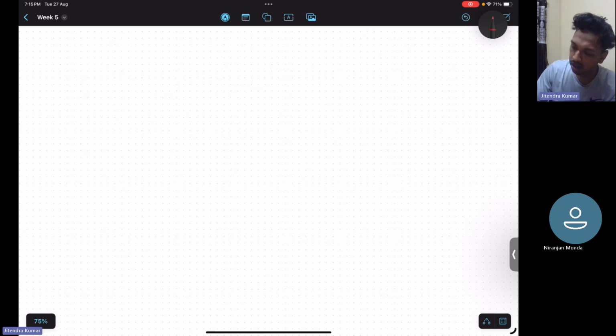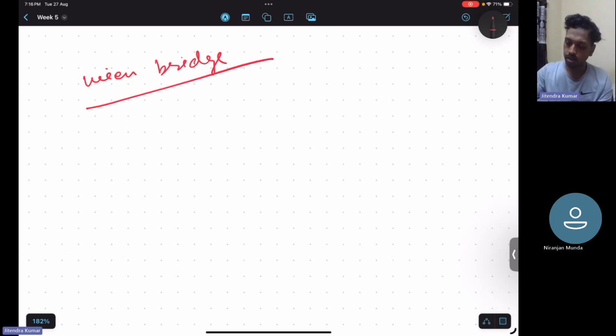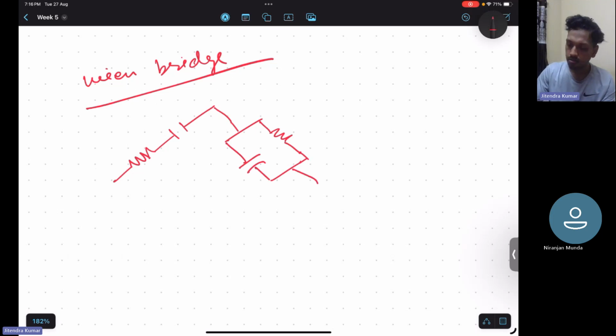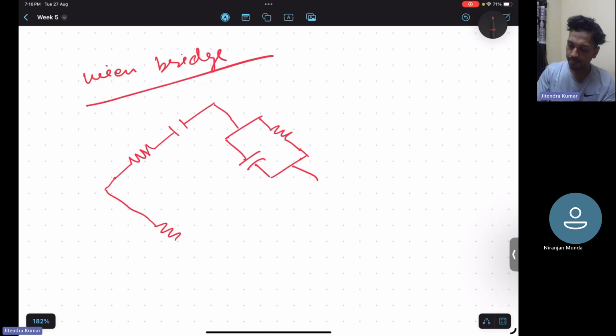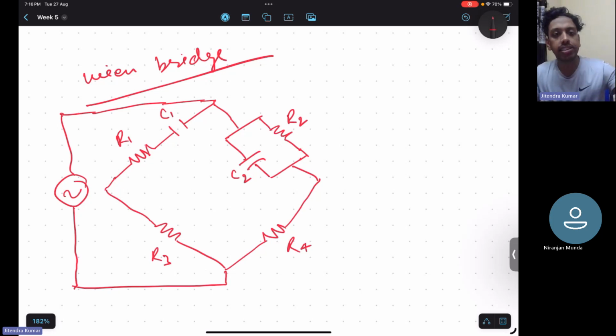So let me draw it here. It is a very important bridge. Once again, resistance and capacitance are connected in parallel with each other. So this is how they are connected: R3, R4, R1, C1, R2, C2. And they are given an AC sinusoidal supply. These two adjacent branches have resistance and capacitor connections only, one in series and the other in parallel.